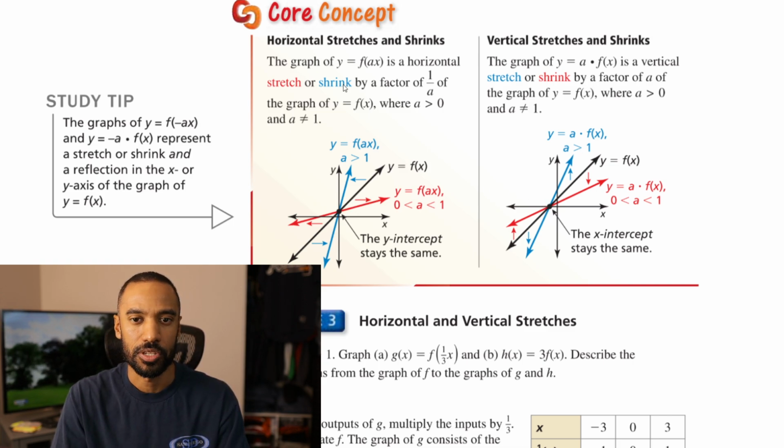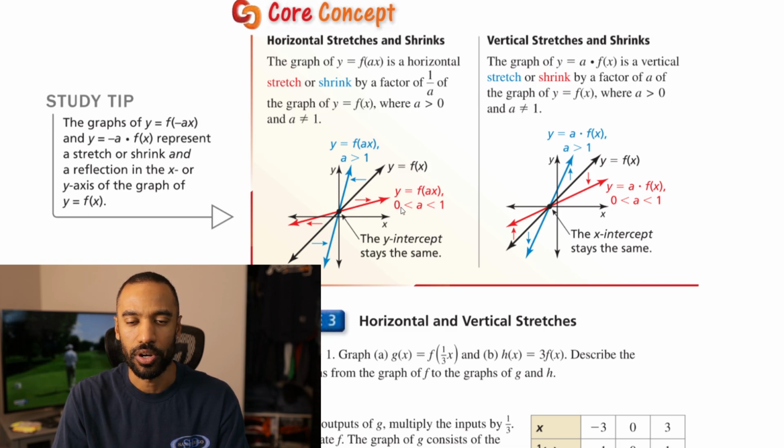Now this one is the horizontal stretches and shrinks. This thing horizontally stretches. Remember, horizontal means this way and that way. The red is considered a horizontal stretch when your a value is between 0 and 1. Remember, it sounds opposite of what it would be. But when a is more than 1, it becomes a horizontal shrink. It's fitting itself inward more that way, towards 0.